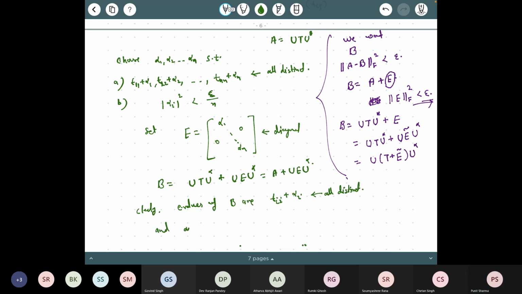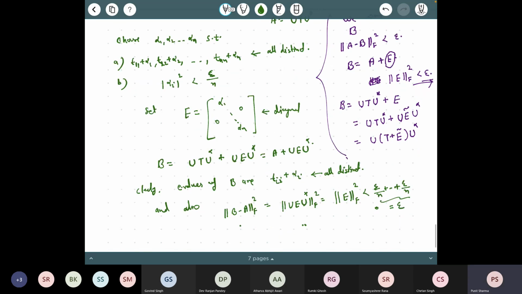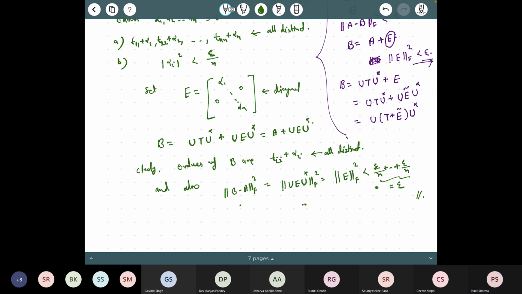And also, when you take the Frobenius norm of this difference, it is just the Frobenius norm of UEU star, which is just the Frobenius norm of E. But it is less than epsilon, because if you take this sum of the diagonal entries of E, there are n diagonal entries, so this is equal to epsilon. So the norm of B minus A, Frobenius squared, is less than epsilon, and we are done. So every matrix is almost diagonalizable.